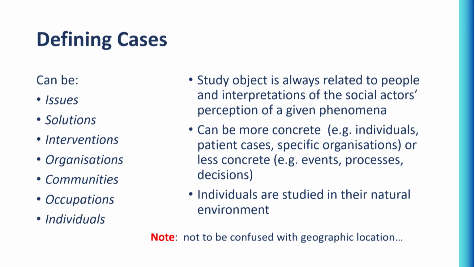Okay, so it could be more concrete if we're looking at individuals. Life histories are often used to capture individual level case studies about people's experience, for example, of living with a particular condition. Or it could be a specific organization. So I'm looking at, let's say, peer support networks for people living with some chronic condition. My case study might be those peer support organizations, or it could be less concrete. It could be an event or a process or a decision.